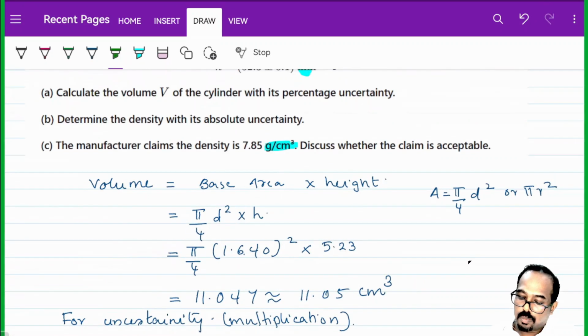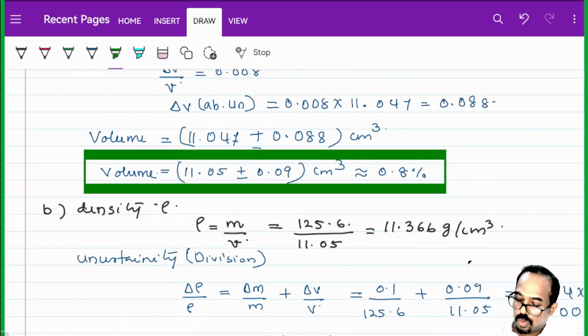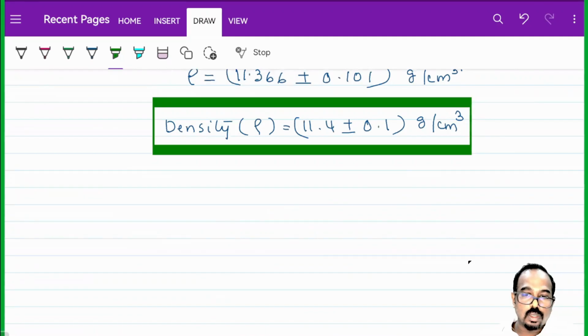So part C: the manufacturer claims the density is 7.85 gram per centimeter cube. Discuss whether the claim is acceptable or not. You have calculated the values with the uncertainty. It is not acceptable, right? Because it's given only 7.85 gram per centimeter cube, and you calculated it is 11.4, right? Not even in the range of uncertainty.